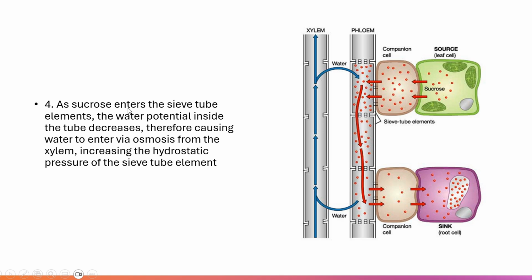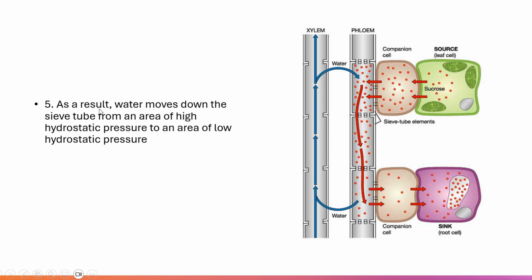As sucrose enters the sieve tube elements, the water potential inside the tube decreases, because you've got more concentrated solution. Therefore, water enters via osmosis from the xylem. Because the water potential is decreasing here, water enters from the xylem directly into the phloem. That increases the hydrostatic pressure of the sieve tube element. As a result, water moves down the sieve tube from an area of high hydrostatic pressure to an area of low hydrostatic pressure.